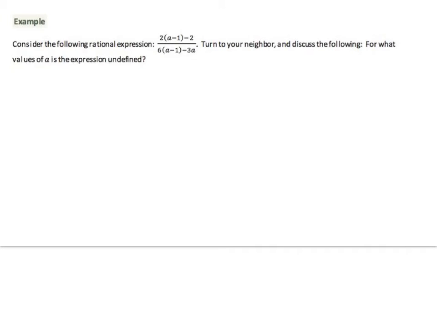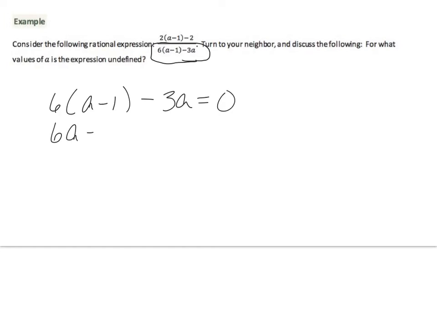Okay, first example. So consider the following rational expression: 2 times (a minus 1), minus 2, over 6 times (a minus 1), minus 3a. It says, turn to your neighbor and discuss the following. For what values of a is the expression undefined? It's really important that before we start working with rational expressions, we look at the denominator and set it equal to 0 to find the values of a that make the denominator 0, because that's bad, remember? So I'm just solving it while I chat.